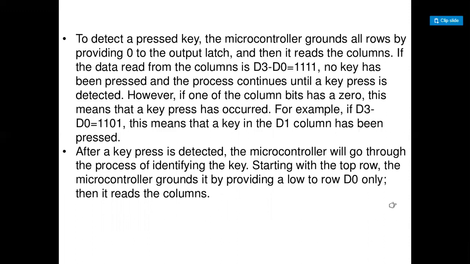After a key press is detected, the microcontroller goes through the process of identifying the key. Starting with the top row, the microcontroller grounds it by providing a low to D0 only, and then reads the columns.